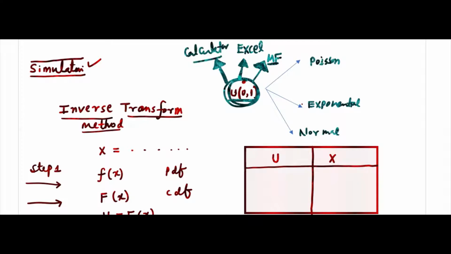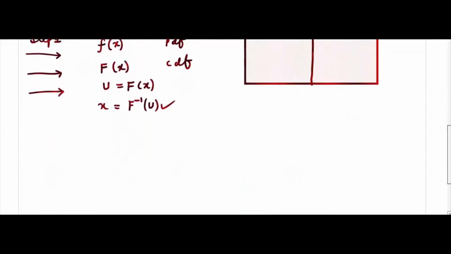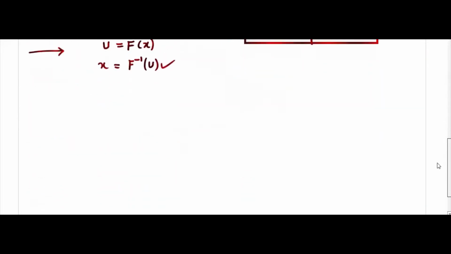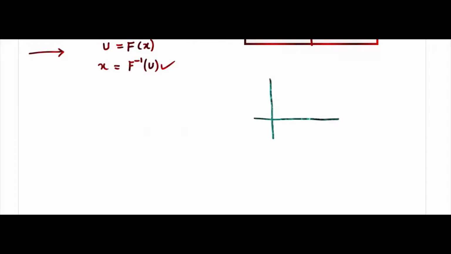You must be knowing what is U01. That is the uniform distribution from 0 to 1. Remember the uniform distribution from 0 to 1? How will the graph look here? This is 0, this is 1, and this is the graph. All probabilities are equal between 0 and 1.